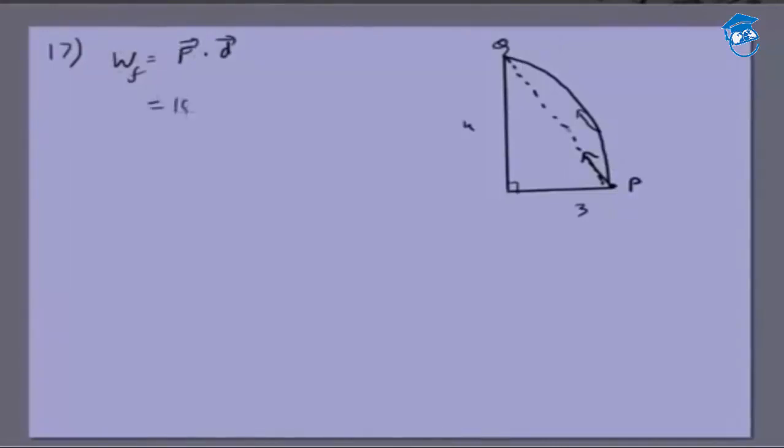So the work done is 18 into D. They're in the same direction, parallel to each other, and this distance is 5 meters. So it is 90 joules. This is the work done by this force.